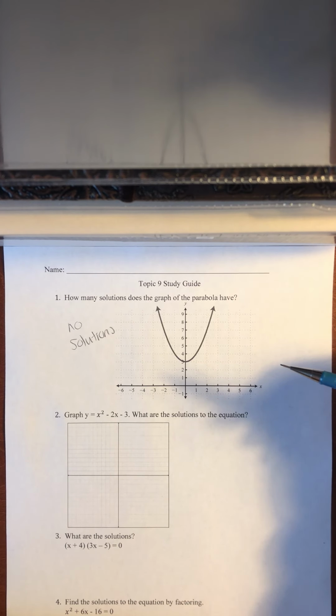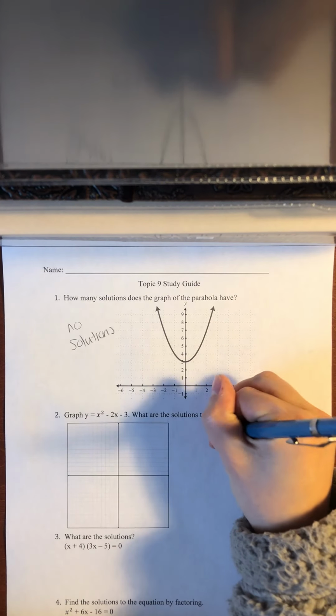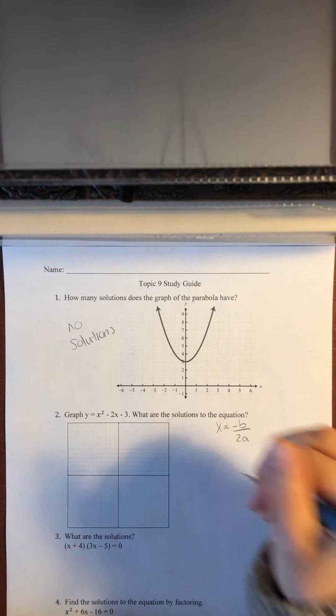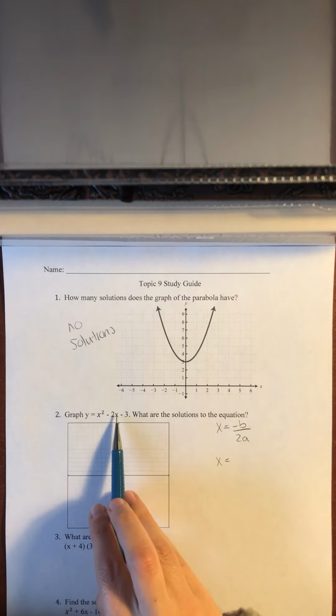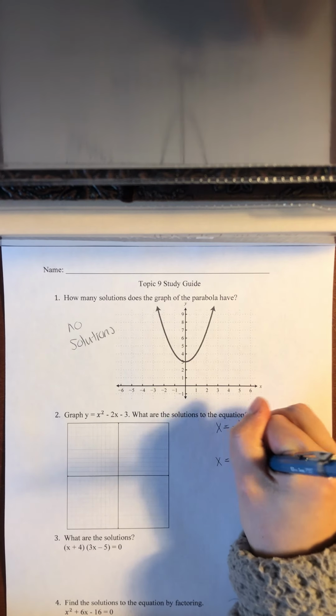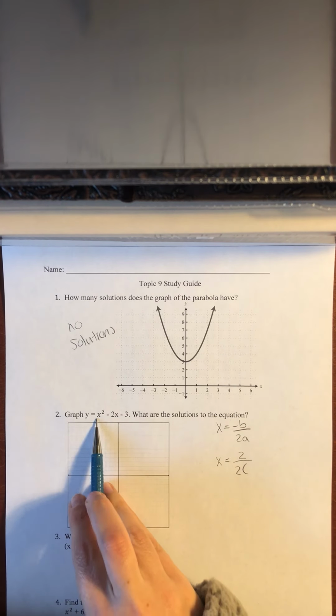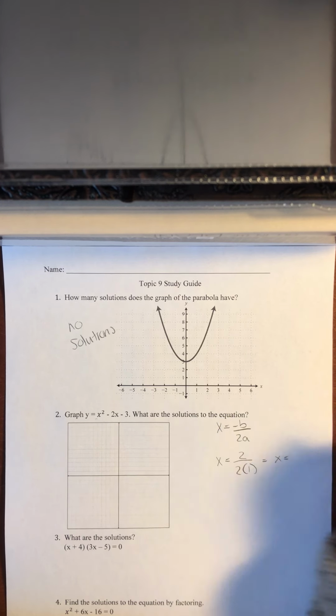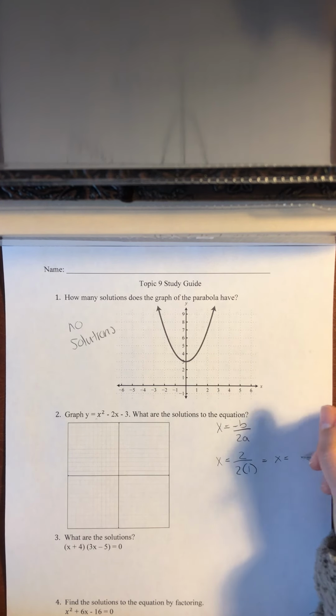Graph y equals x squared minus 2x minus 3. What are the solutions to the equation? This is the parabola. We're going to start off with doing x equals negative b over 2a to find the vertex. So x equals negative b, which is positive 2, over 2 times 1. So x equals 2 over 2, which is 1.